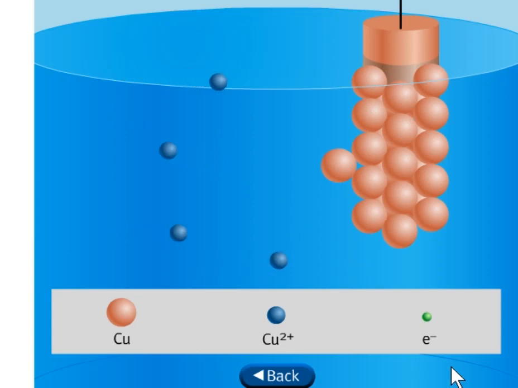Electrons formed at the zinc electrode travel to the copper electrode. 2 electrons combine with each copper 2+ ion in solution to produce copper metal. Note that only copper 2+ ions are shown in solution.